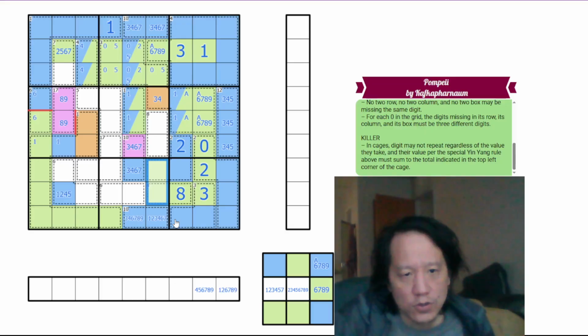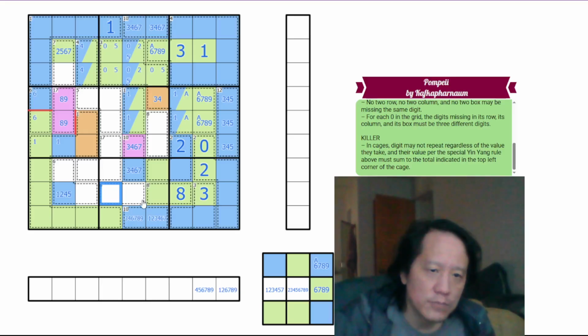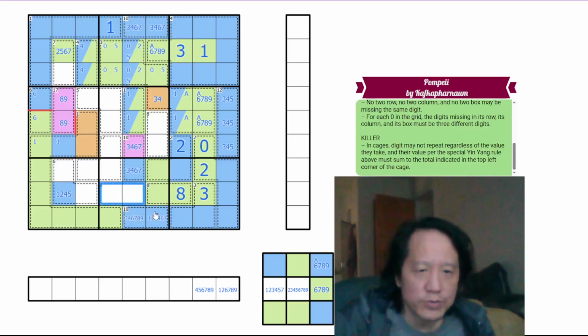Green is here. That's fine, I guess. Can we have a blue? Can we have a green here and a blue here? We could. You could also have blue there.